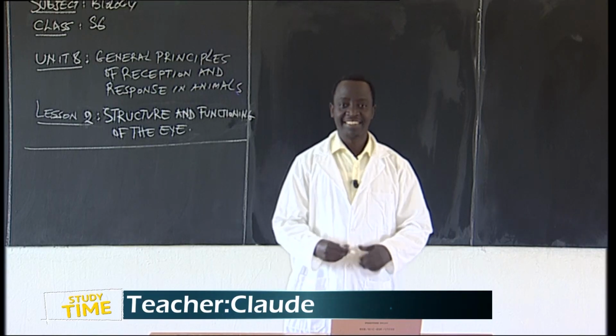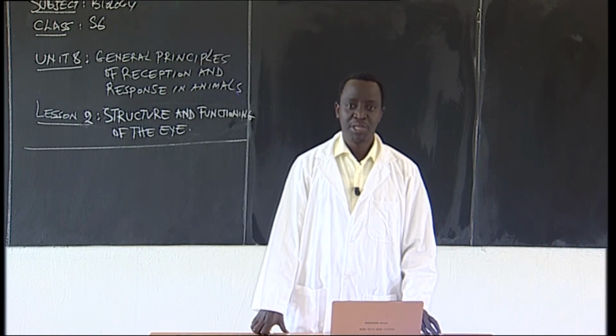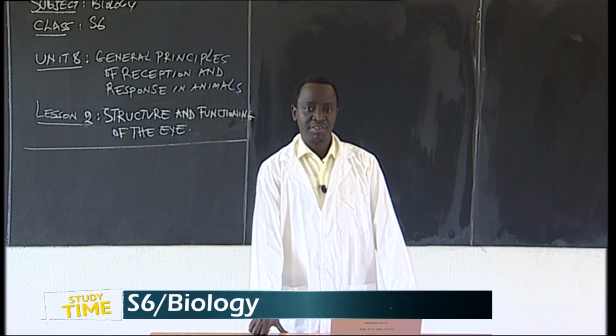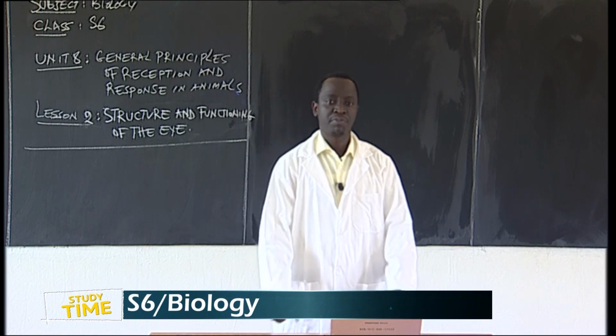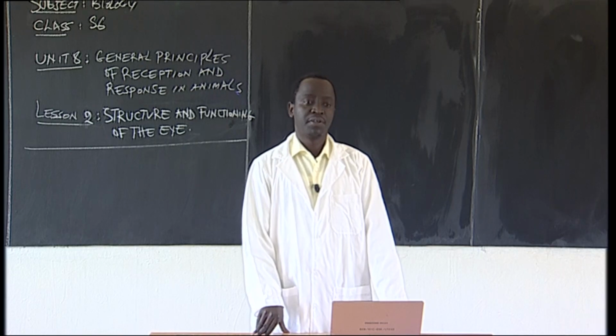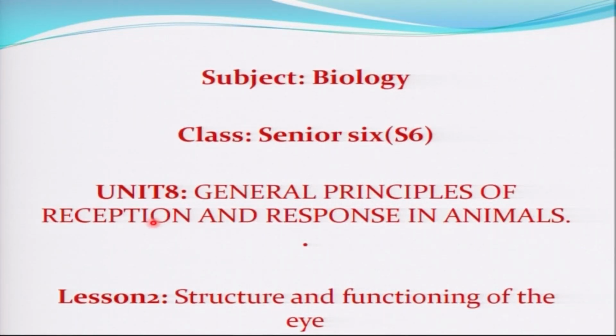I hope you're okay. So you're welcome again to biology class. Now we are in senior 6. The unit is unit number 8, which is the general principles of reception and response in animals. And the lesson of today is the structure and the functioning of the eye.